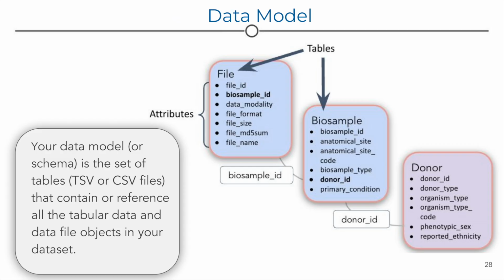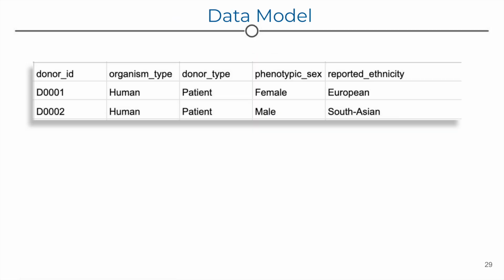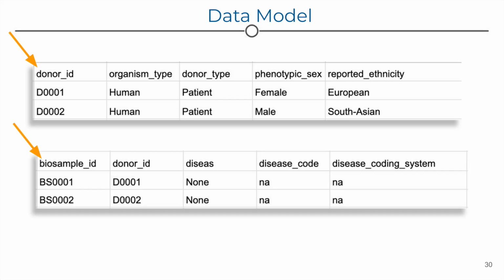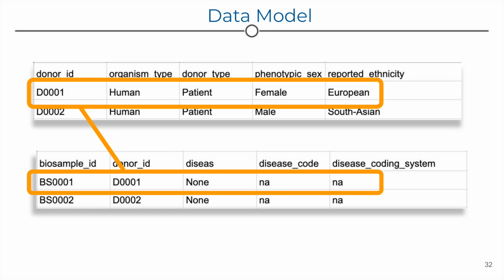This simple data model includes 3 tables of data: donors, biosamples, and files. Each row in a table is a unique entity and each column is a different attribute or kind of data. Associated data in different tables is linked by way of the key ID. For example, the biosample table includes a donor ID column to link it to the appropriate data in the donor table.